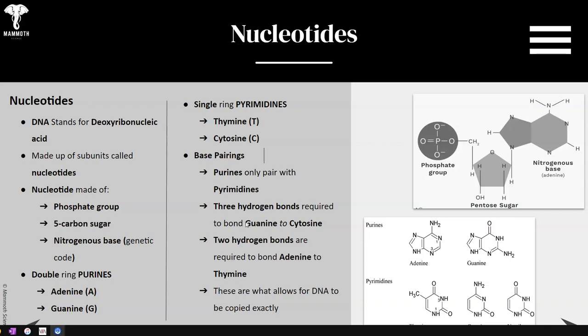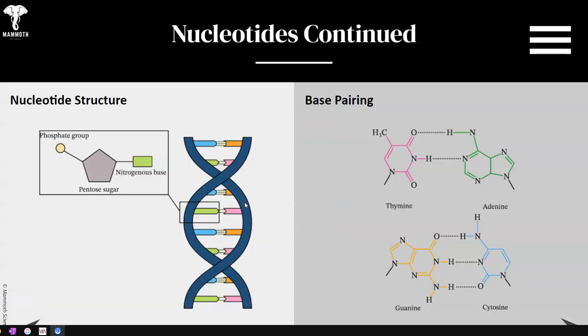There are 3 hydrogen bonds. This is very important. 3 hydrogen bonds are required to bond guanine and cytosine, whereas 2 hydrogen bonds are required to bond adenine and thymine, or adenine and uracil. These are what allows for DNA to be copied exactly. Now, notice I've said uracil a couple times. Uracil is only found in RNA. We'll talk about that probably later on in this unit, but definitely in the next when we talk about protein synthesis, or central dogma.